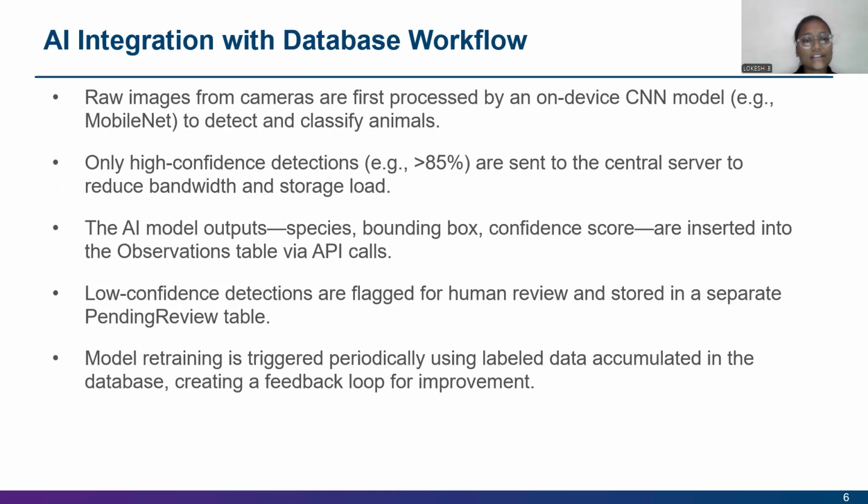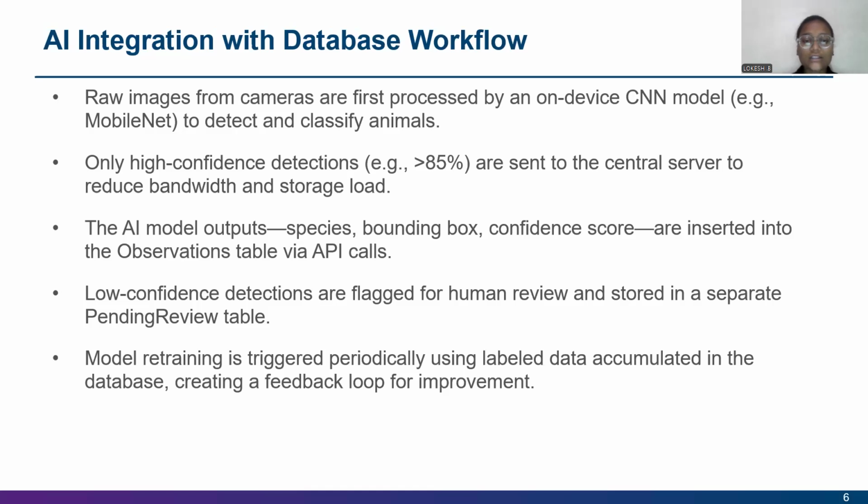Next, AI integration with database workflow. The raw images from cameras are first processed by on-device CNN models, that is, convolutional neural network models such as MobileNet, to detect and classify animals. The CNN models consist of the input layer, internal layers, and output layer that process the images and videos. An example is MobileNet, used to detect and classify animals.